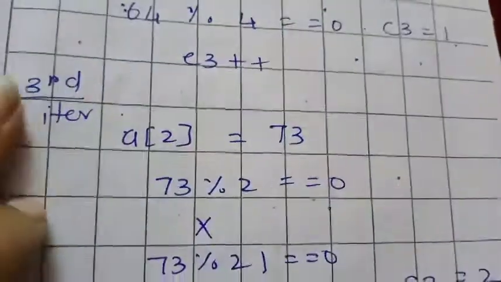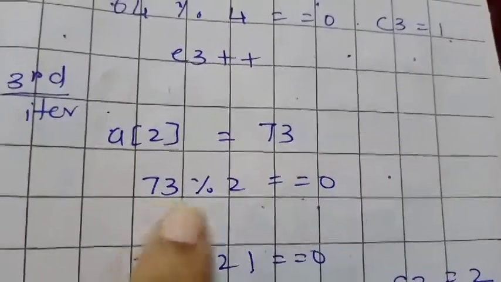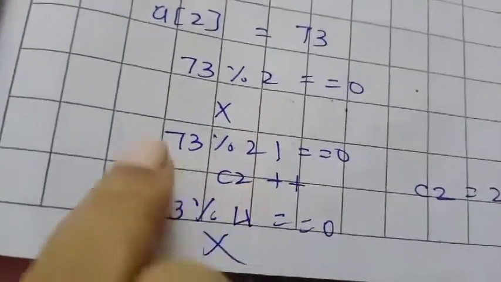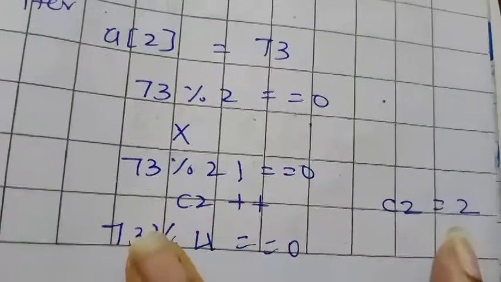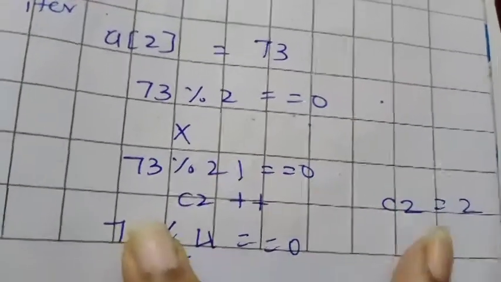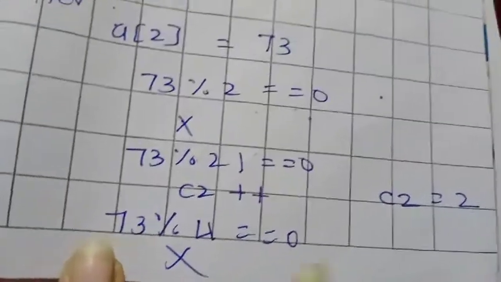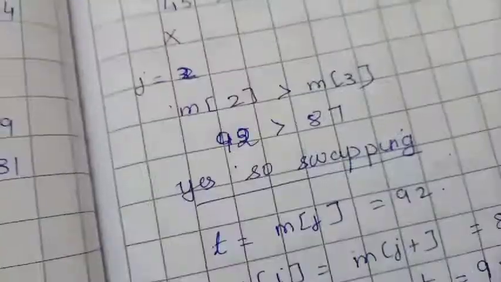again it will go to the third iteration of your for loop. a of 2 is equal to 73. 73 is not divisible by 2, and this is not divisible by 4. See, already we have C2 equal to 1, and again you are encountering another number which is not divisible by 2. So your C2 value will become 2. So 2 numbers. Okay. 73 is not divisible by 2 or 4, so your C3 value will remain as 1.